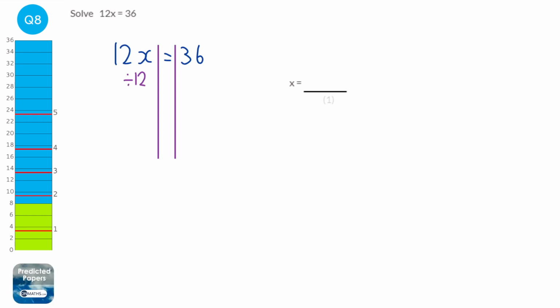So if I divide the left hand side by 12, I have to divide the right hand side by 12. So on the left hand side we just have the x, which is what we want. On the right hand side we do 36 divided by 12. How many 12s in 36? That would be 3. So our solution is x equals 3.